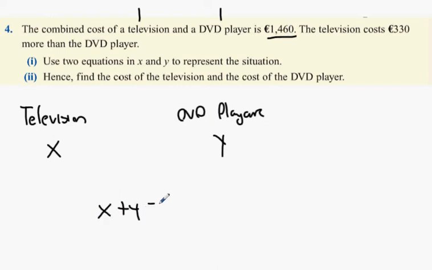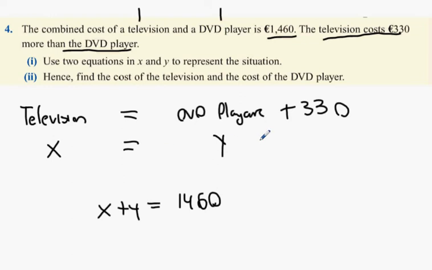Okay, X plus Y equals 1,460. I say most of you were able to make that one. What you weren't probably able to make was the television costs more than the DVD player. Now here's an interesting question: which one costs more again? The television. So the television equals the DVD player plus €330.